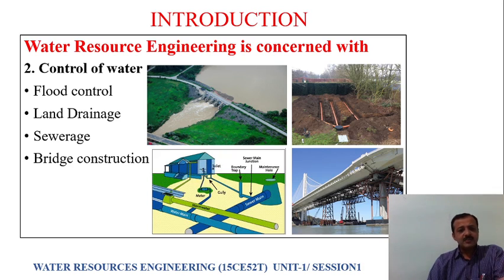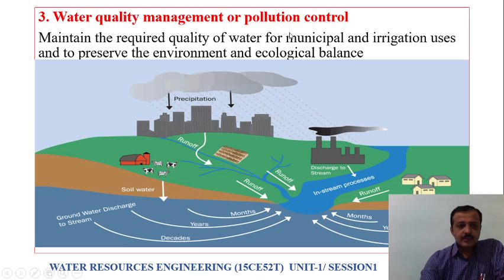Next is the sewerage system. Whatever waste water is generated in the city has to be properly disposed. And bridge construction, all this comes under the control system. Next, third is water quality management or pollution control, which is also another concern in water resource engineering.